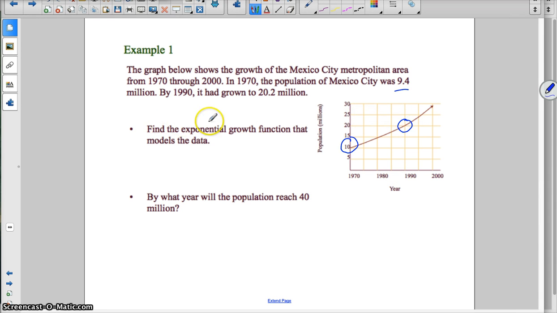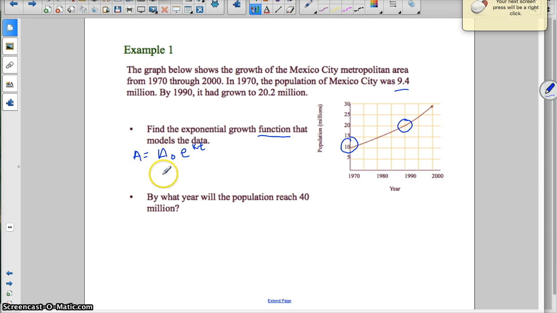We're asked to find the exponential growth function. That means find the equation that models the given data. Because this is an exponential growth function, we know that our equation is of the form A equals the initial amount times e to the kt power. And if you watch the introduction to Goal 1, you can look back at your notes to see why we would choose this as our growth function.